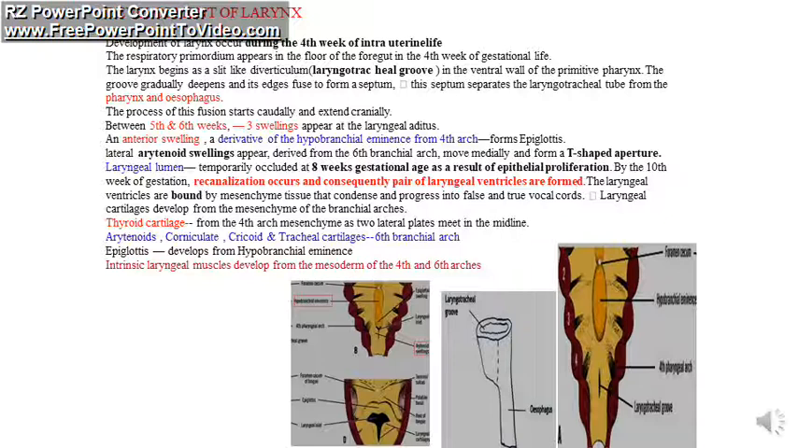Between the 5th and 6th week, 3 swellings appear in the laryngeal orifice, the anterior swelling. You see, it divides the laryngotracheal eminence from the 4th arch, from the epiglottis. So the epiglottis forms from the anterior swelling. The lateral arytenoid swellings, derived from the 6th branchial arch, move medially and form the T-shaped aperture. The laryngeal lumen is temporarily occluded at 8 weeks.